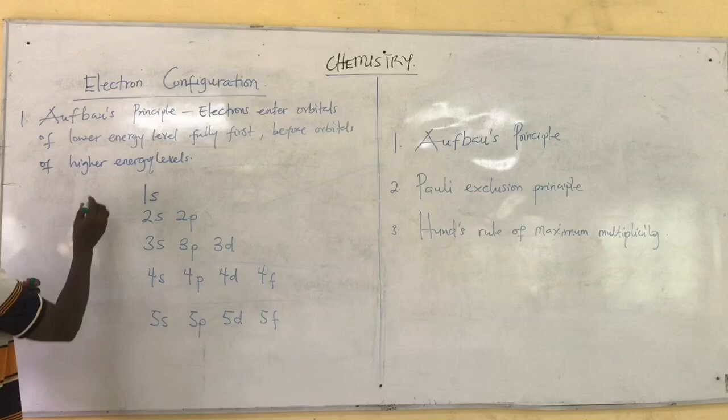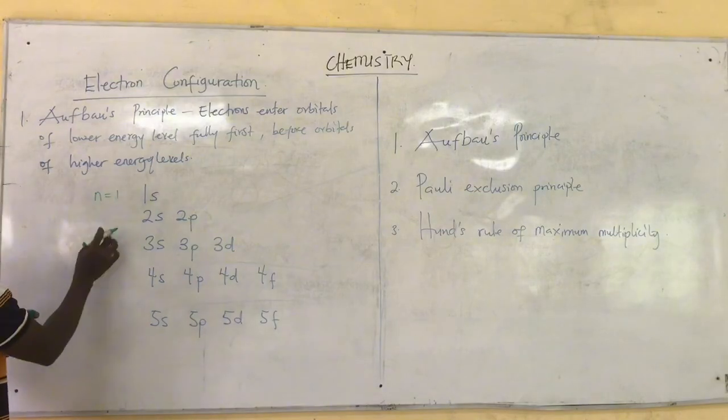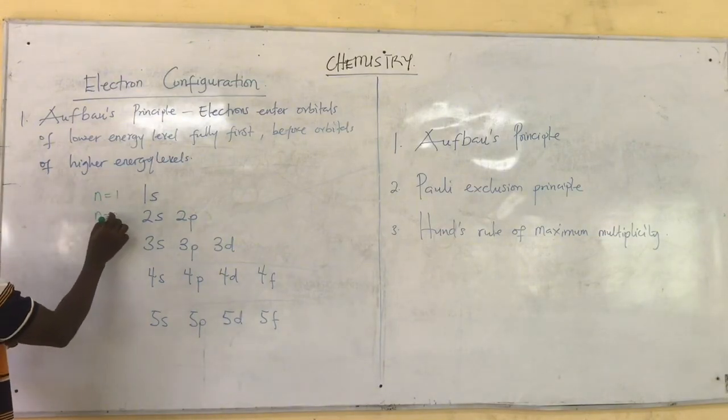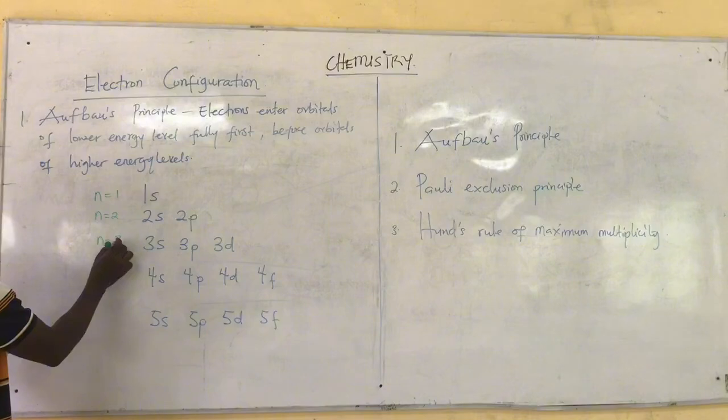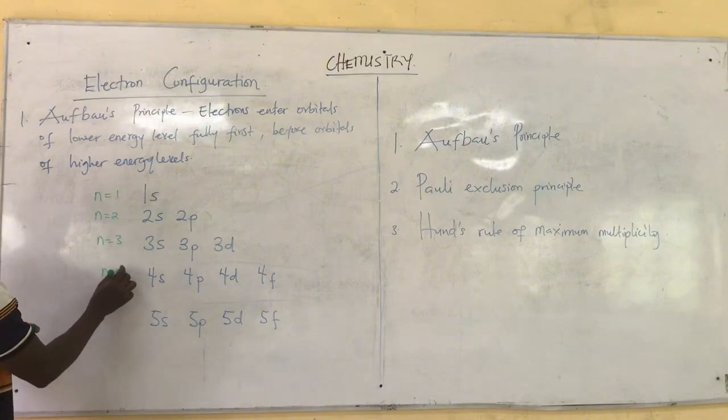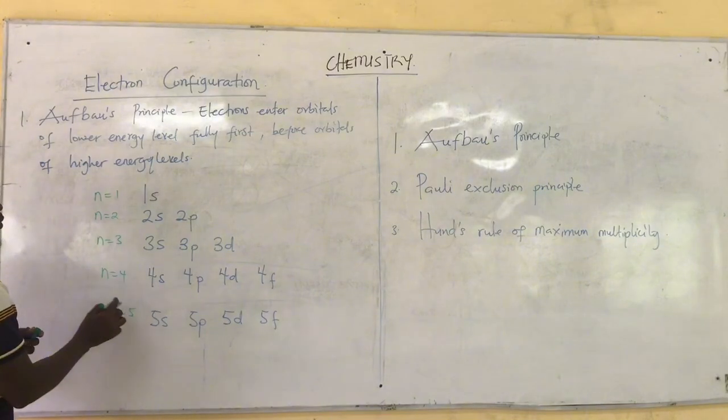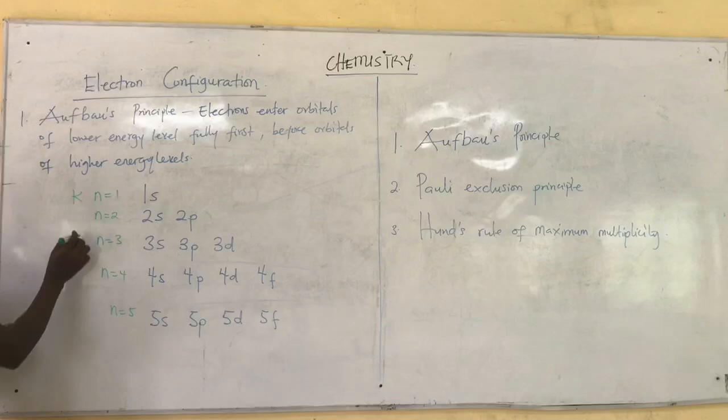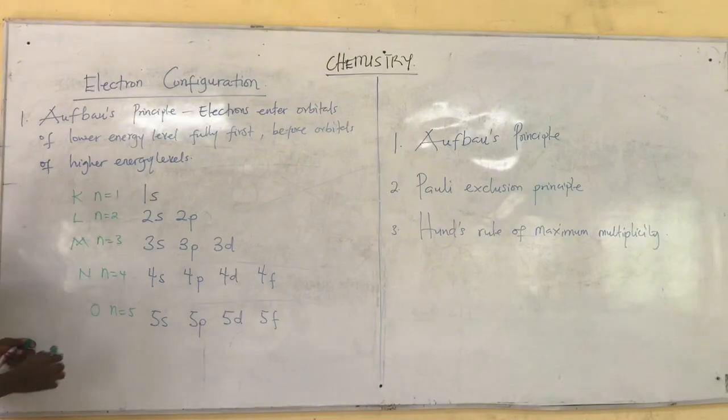So here is n equal to 1, that is the first shell. Here is n equal to 2. Here is when n is 3. Here is when n is 4. Here is when n is 5. Or simply, this is the K shell, this is the L shell, this is the M shell, this is the N shell, this is the O shell.